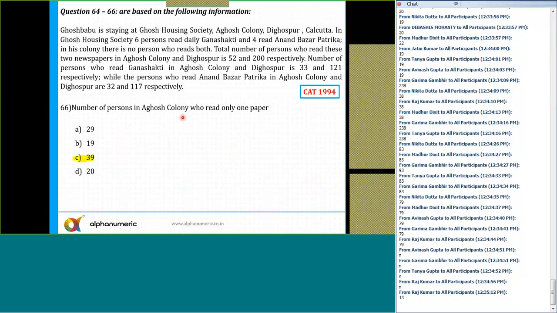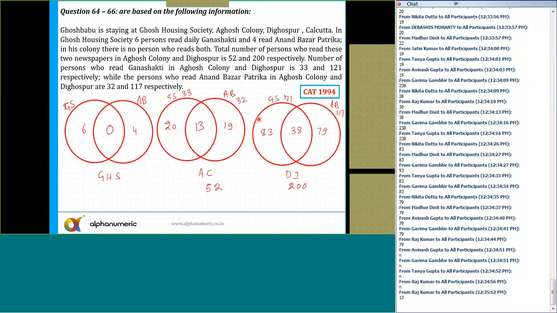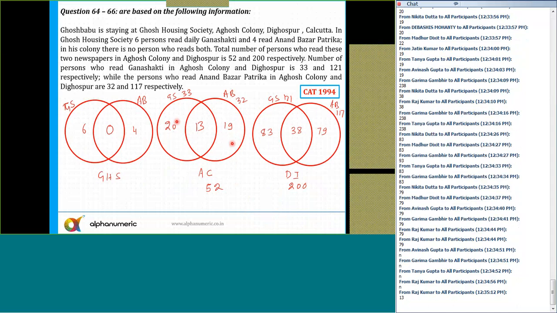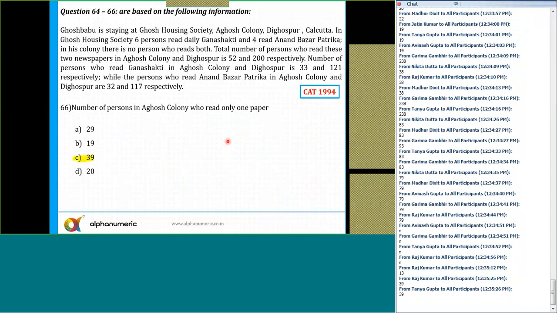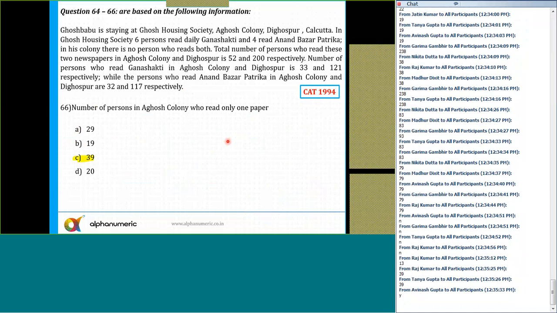And 66. Number of persons in Agos colony who read only one newspaper. So Agos colony, only one newspaper, that is 20 plus 19. So 20 plus 19 is 39. So the answer is 39. I hope that it is clear. Can we move to the next question quickly?